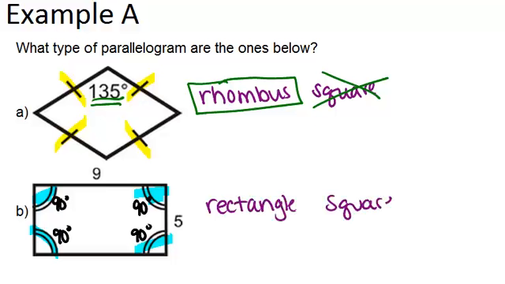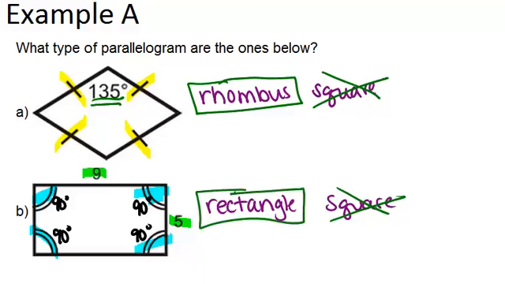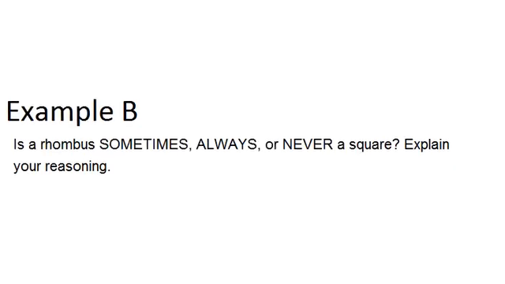The next thing I notice is the 9 and the 5, which means that all four sides are not congruent because 9 and 5 are not the same number. So it can't be a square because a square has four congruent sides. Therefore, this must be a rectangle. All right, let's go to example B.